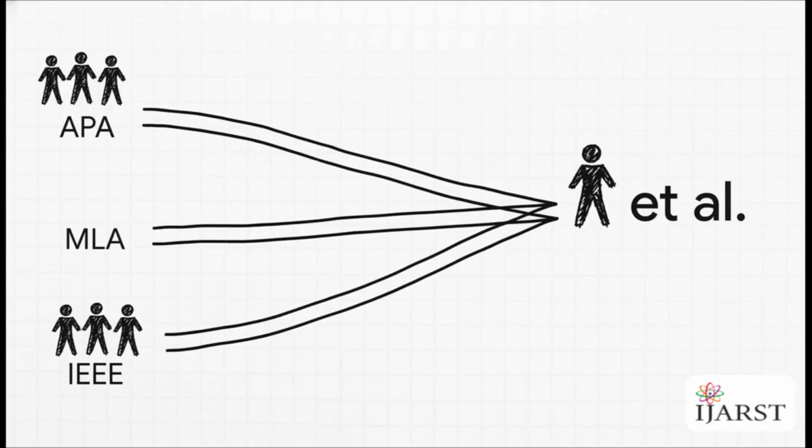Now here's a fun twist. You might think these styles never agree on anything, but you'd be wrong. When a source has 3 or more authors, they all basically shake hands and decide on a shortcut. They all use et al., which is just a fancy Latin way of saying and the rest of the gang. It keeps your paper from getting cluttered, which is something everyone can appreciate.